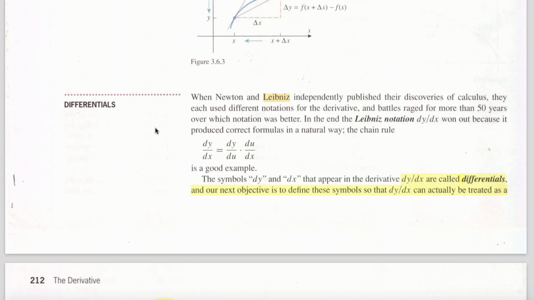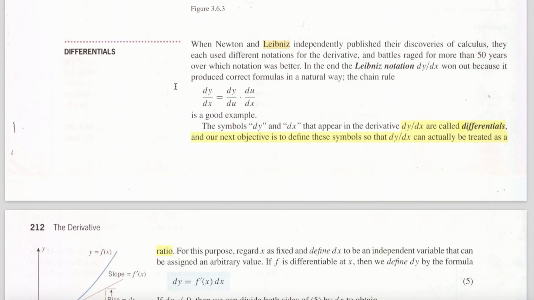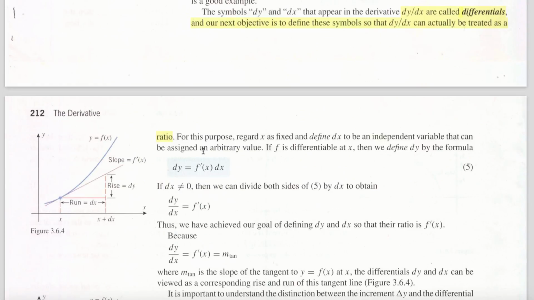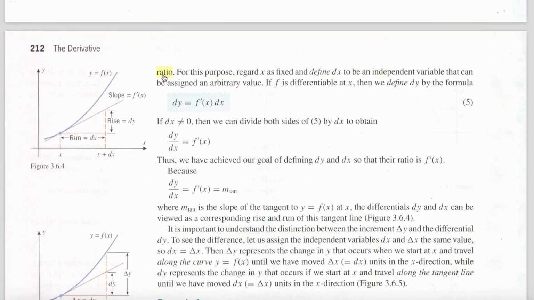In the end, Leibniz notation, dy/dx, won out because it produced correct formulas in natural ways. For example, the chain rule. Here's Leibniz notation: dy/dx is equal to dy/du times du/dx. The symbols dy and dx that appear in the derivative are called differentials. And our next objective is to define these symbols so that dy/dx can actually be treated as a ratio. But that's not a worry for us because we've been treating these as a ratio since the very beginning.